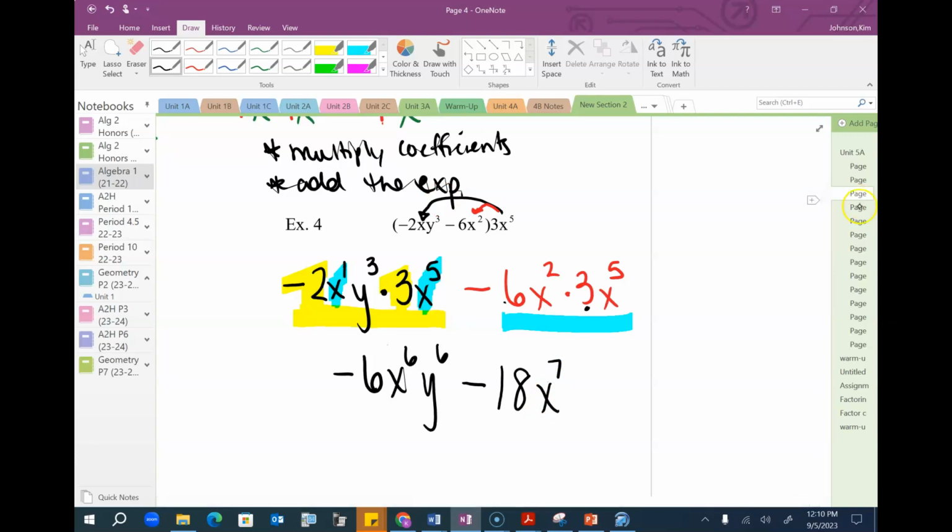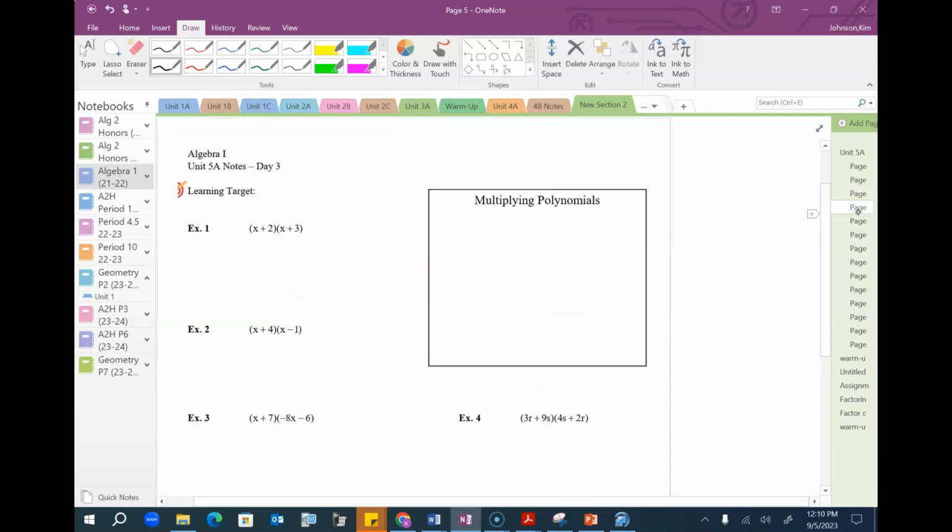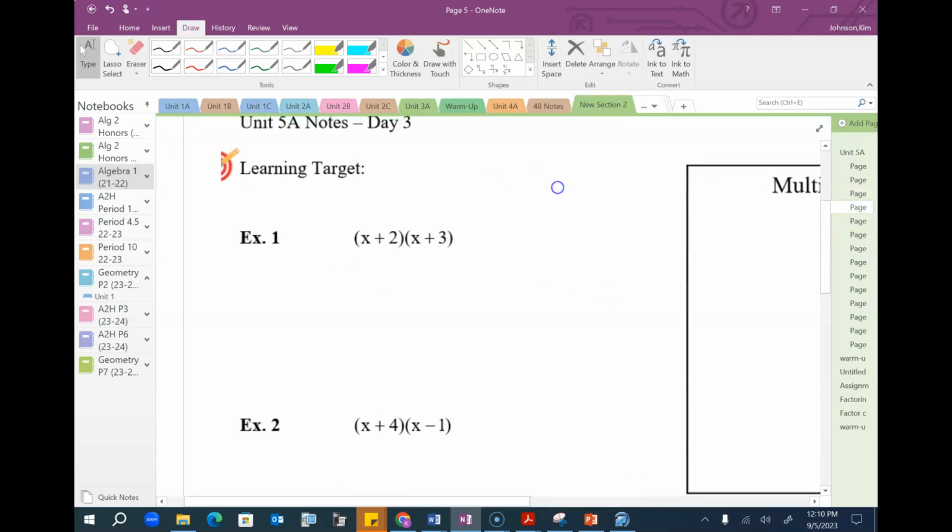And the problems do get a little bit more complicated as we start seeing more than just a monomial multiplied by a polynomial. So monomial meaning one term. In this, we're going to be multiplying a binomial, two terms, by another binomial, two terms. So we'll get some double distribution going here.